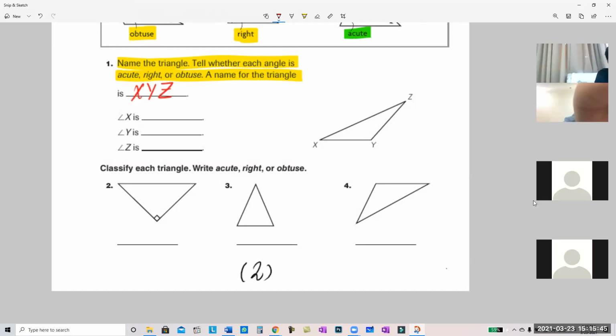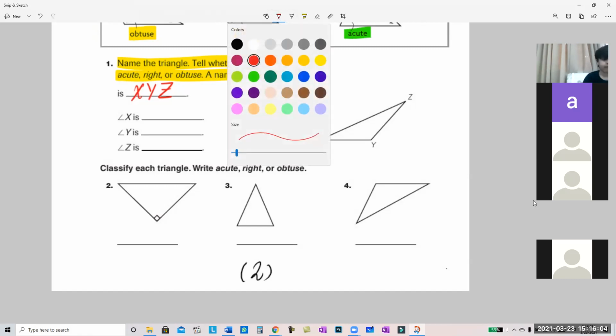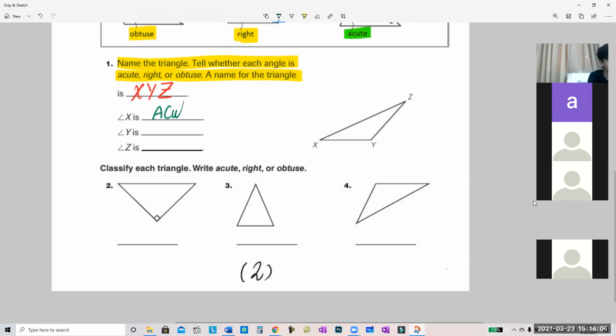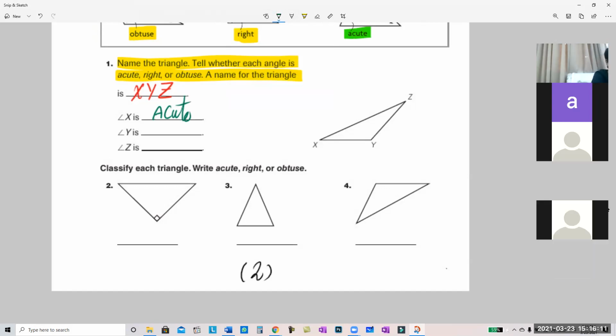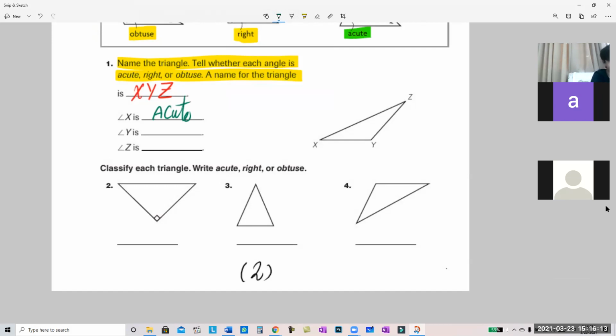Okay, what about Hussein Al-Ahmad, the other Hussein? Okay, what about angle X? Is it right or acute or obtuse? It's acute. It's acute, excellent. Thank you, Hussein. Okay, what about the shawarma of math?